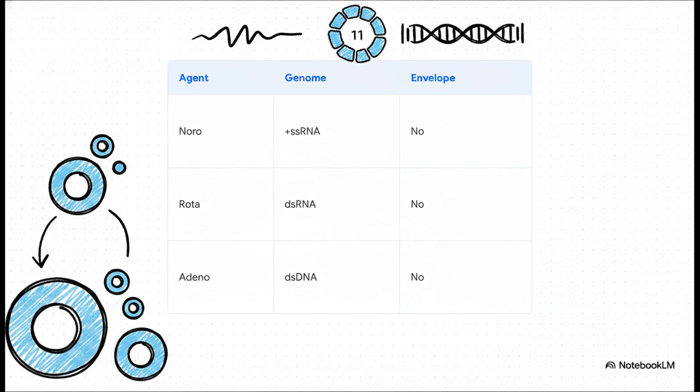But check out that bottom row. Despite all their massive differences in genome and family, every single one of these major viral gastroenteritis agents is non-enveloped. That's a great unified fact to just memorize right now.